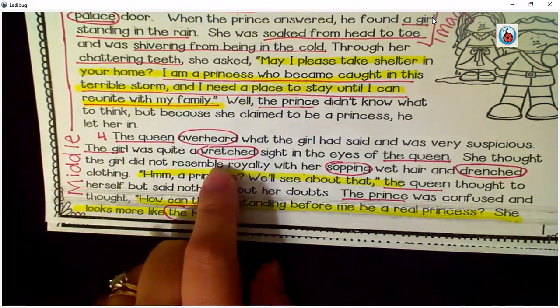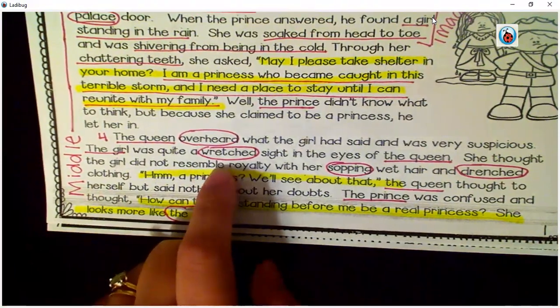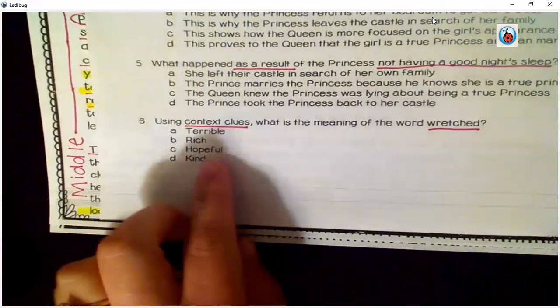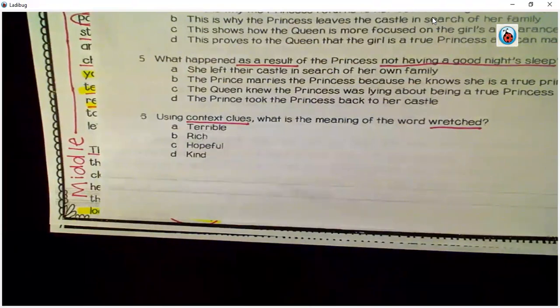So the choices we were given again were A, terrible, B, rich, C, hopeful, D, kind. So I'm picturing in my head what someone might look like showing up in the middle of the night with sopping wet hair and drenched clothing. And I'm going to eliminate the answers that don't make sense. So if you are following along with me right now, in Kiddum, I want you to select the best choice, A, terrible, B, rich, C, hopeful, or D, kind, for the meaning of the word wretched based on what we just read. Pause the video to answer the question and push play when you're ready to go on to the next question.